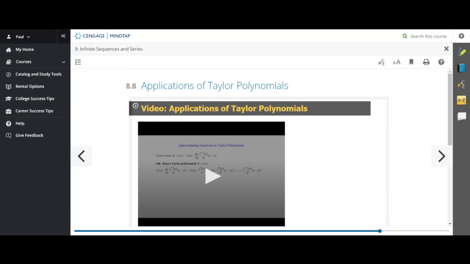Okay, we are in section 8.8 now, and we are talking about applications of Taylor polynomials. So you know how to find a Taylor series. So what's a Taylor polynomial? Well, let me show you in the book here.